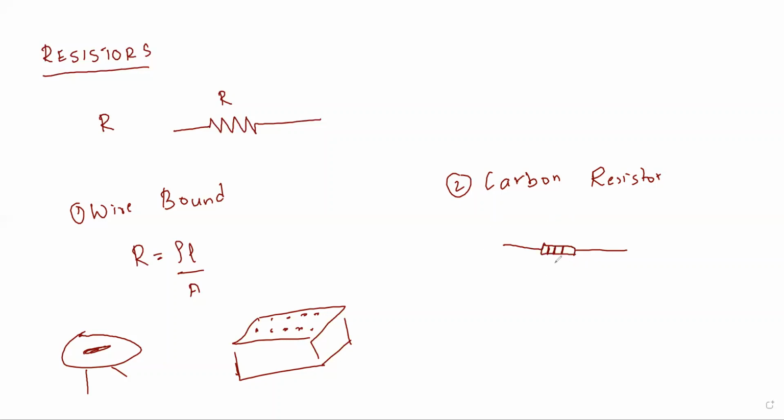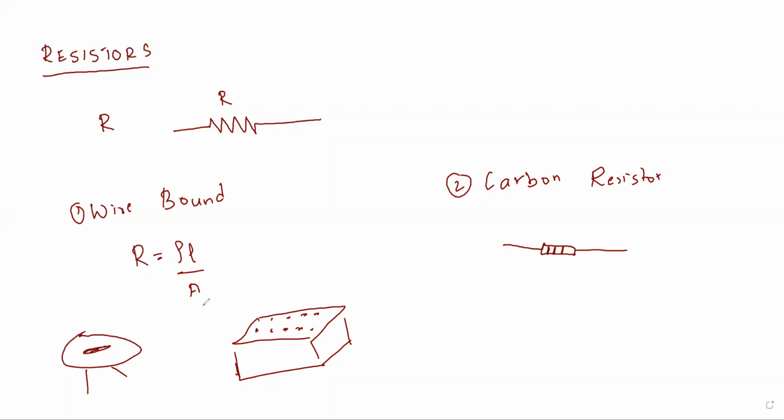There will be no value printed on this. The value of resistance is not printed on it. There will be some color bands, and you have to be thorough with the coding of these color bands. Only if you can decode the colors will you get the value of this resistor. Please remember, you should be thorough with the color coding to get the value of the resistance.